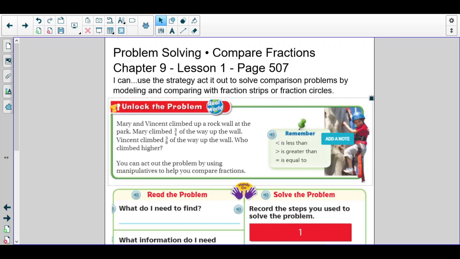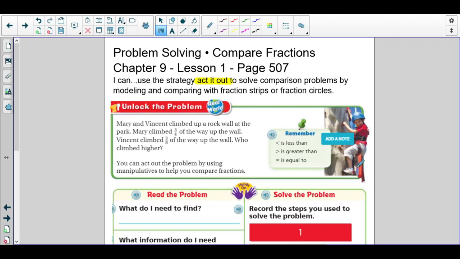Can you believe it? We are ready for Chapter 9, Lesson 1 in your Volume 2 GoMath books. That's on page 507, and we're going to continue our study of fractions. And in this lesson, we're going to use the strategy Act It Out. We'll give a quick highlight there. We're going to act it out to solve comparison problems by modeling and comparing with fraction strips or fraction circles. Well, let's see what that looks like.